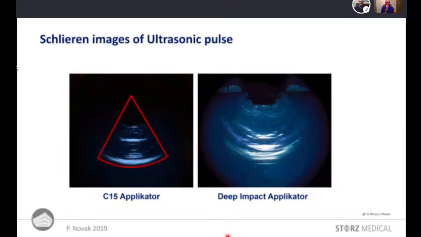In the next slide, we have different transmitters, the R15 transmitter and the Deep Impact transmitter. You can see that the shape of this pressure field is now narrower. So it's different compared to the other one, and it means that the energy is basically concentrated in a smaller diameter of the field.